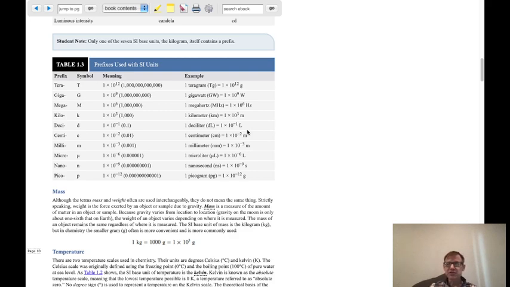I'm not going to suggest that you memorize those as well. These are the most common ones here, going from tera, which is 10 to the 12th, all the way down to pico, which is 10 to the minus 12th. So notice that table has big numbers and also small numbers.